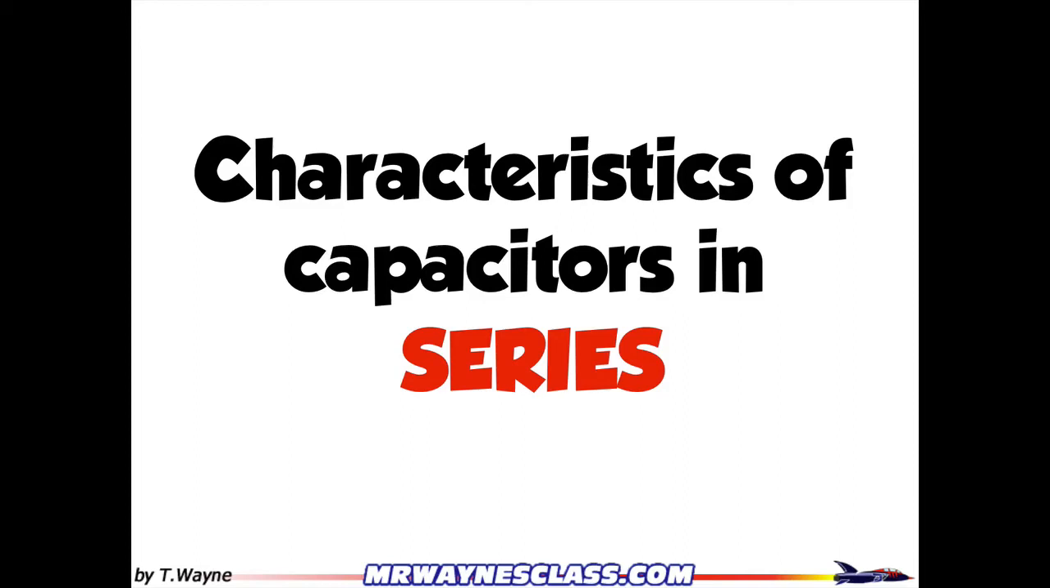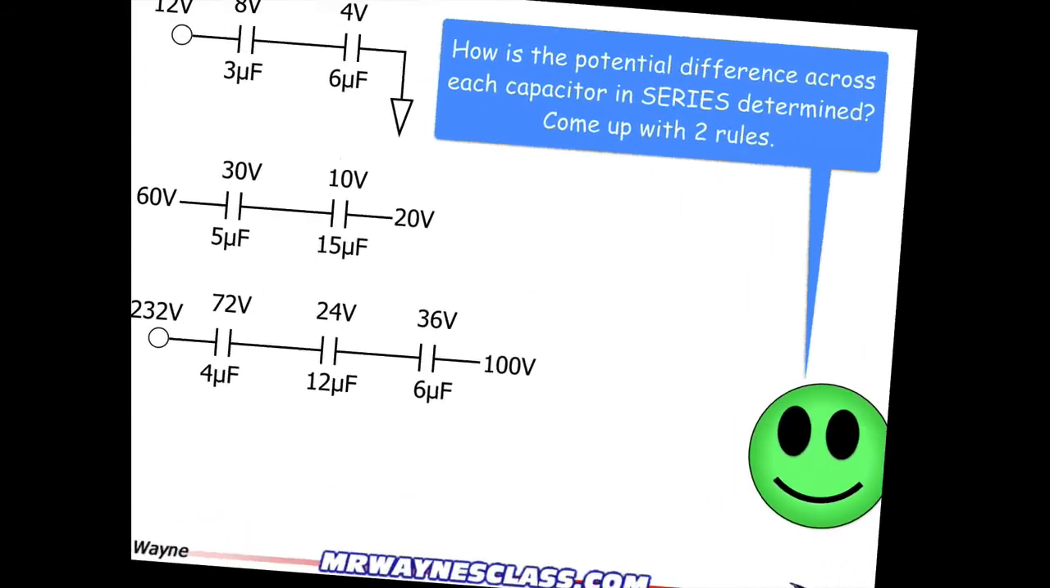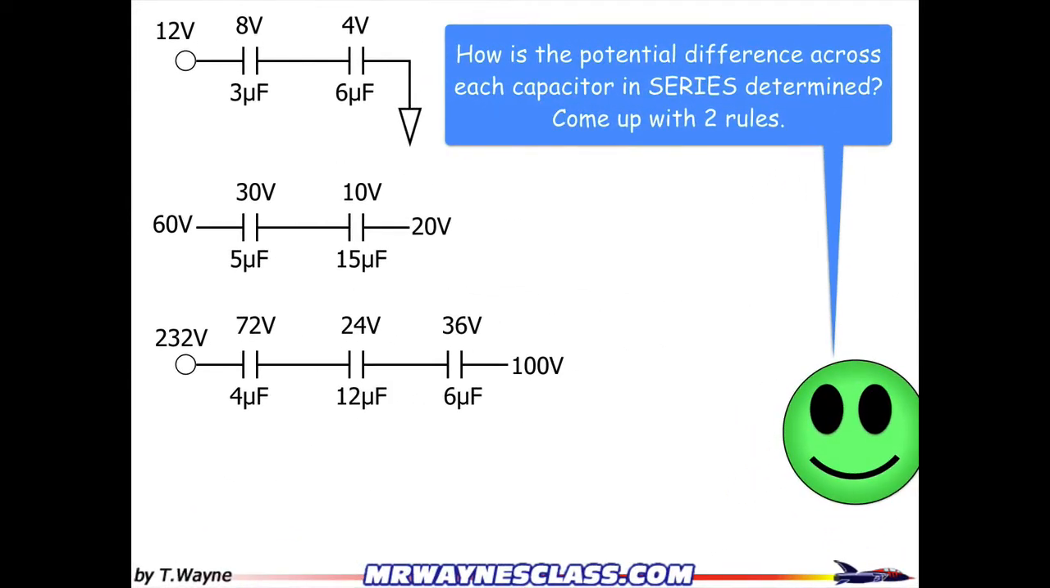Let's look at some applications for characteristics of capacitors in series. So here's some capacitors and their voltages, or potential differences, across each capacitor. How is the potential difference across each capacitor in series determined? Let's come up with two rules.